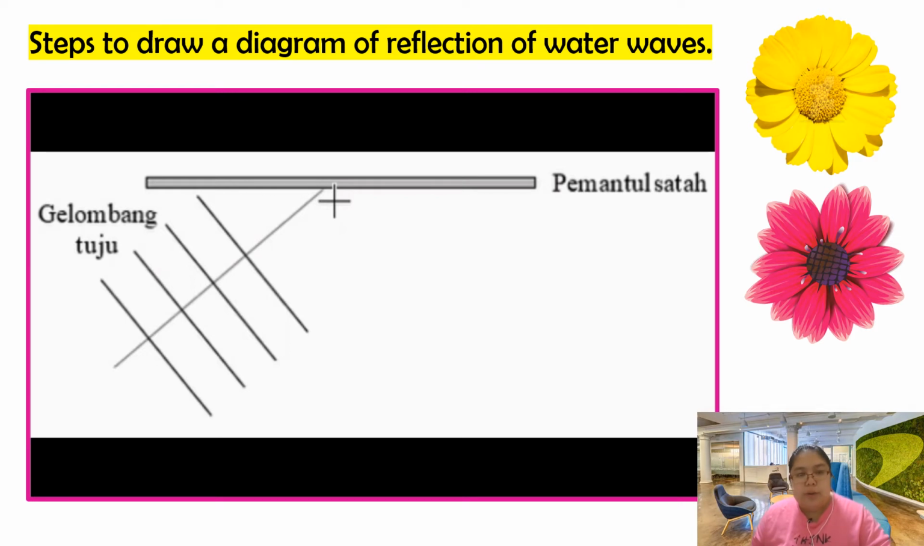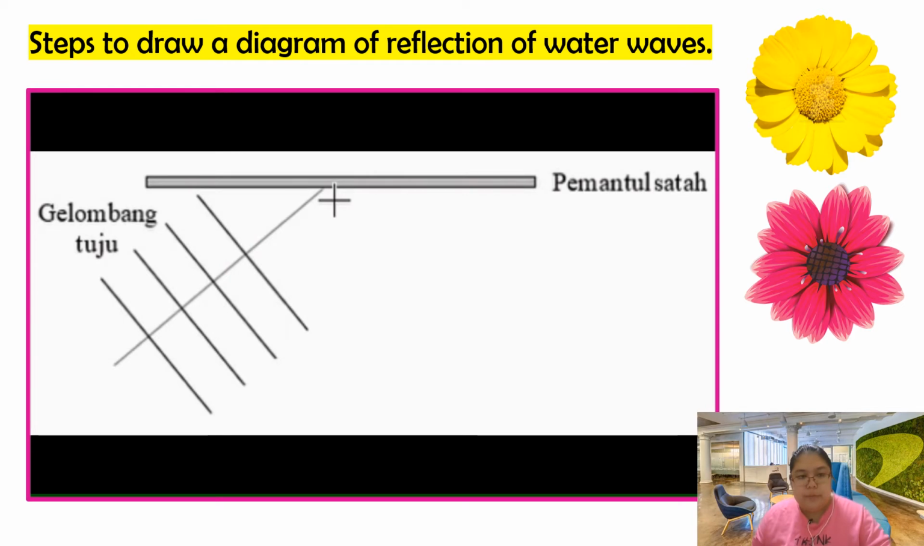Now I will show the steps to draw the diagram of refraction of the water wave. Let's see here. Now we're going to see the incident ray. This one is an incident ray. Now I need to draw first a normal line. The normal line must be 90 degrees with the plane. Now we start to draw the refracted ray. The refracted ray's angle must be the same as the incident ray. So make sure you use the protractor to measure.